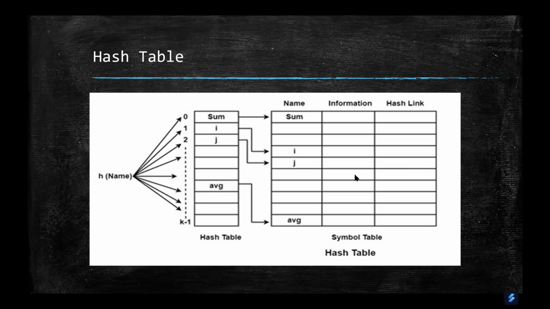We get a collision when we are storing the value in the same location in the symbol table. The various collision resolution techniques are open addressing, chaining, and rehashing. To avoid the collision, we're going to be using these techniques. What are those? Those are open addressing, chaining, and rehashing.